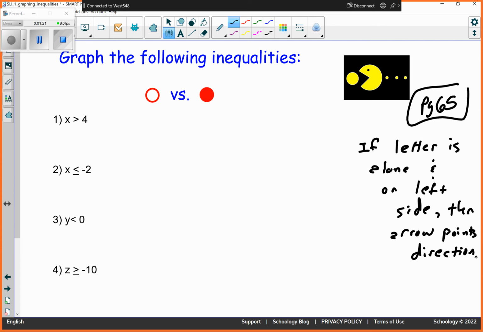Gotcha, thank you. So if the letter is alone and on left side, then arrow points direction. So if letter is on left side and alone, then the arrow points direction. So let me ask you this. Taking a look at problems 1, 2, 3, and 4 that are up there, is the letter on the left side right now? Does everyone feel comfortable with that terminology?